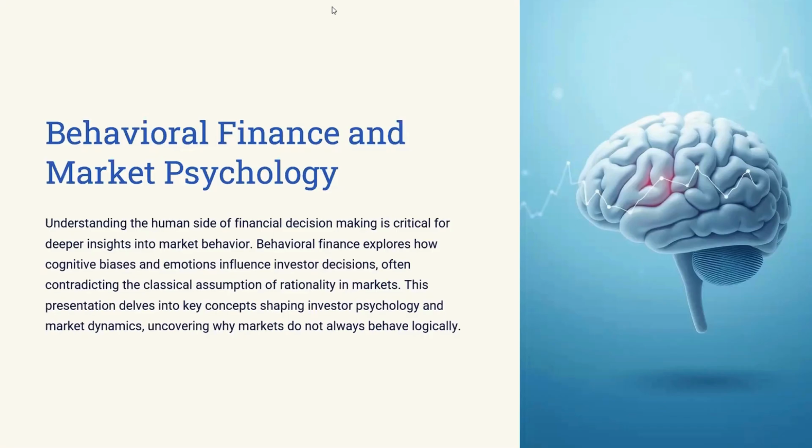It explores how cognitive biases and emotional influences affect investor decisions. Investors are susceptible to various cognitive biases, which are systematic errors in thinking, and emotional influences like fear and greed. These factors can lead to irrational choices such as buying high and selling low, holding on to losing investments too long, or chasing trends without proper analysis.